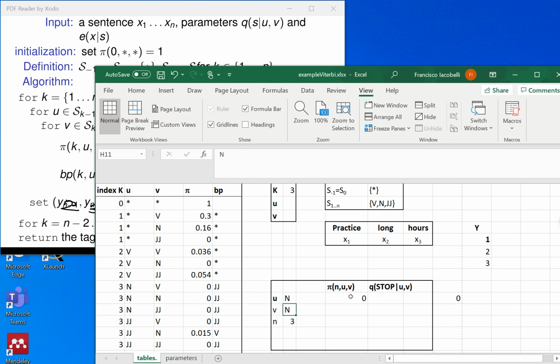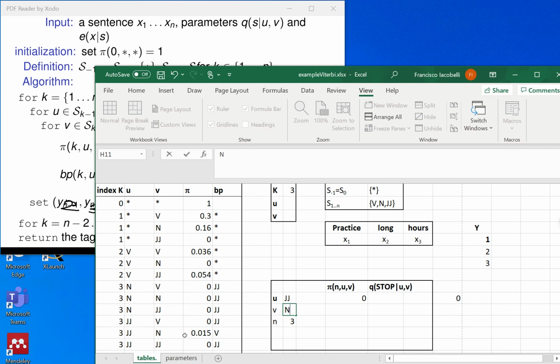So now what is pi of 3, n, n? Also 0. So this moves to jj. What is pi of 3, n, jj? Also 0. So that didn't work very well. Now this guy moves to jj, and this guy moves to v. What's pi of 3, jj, v? It is 0. This guy goes to n. What is 3, jj, n?